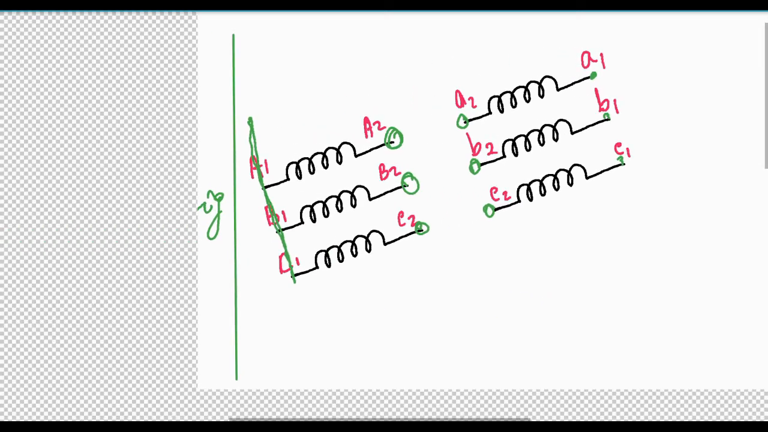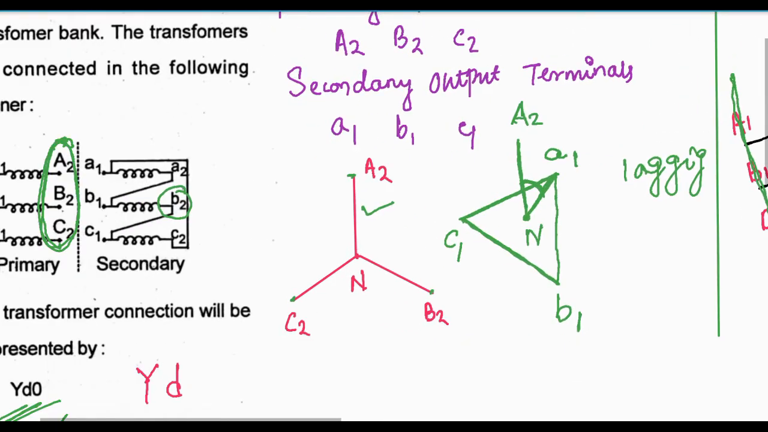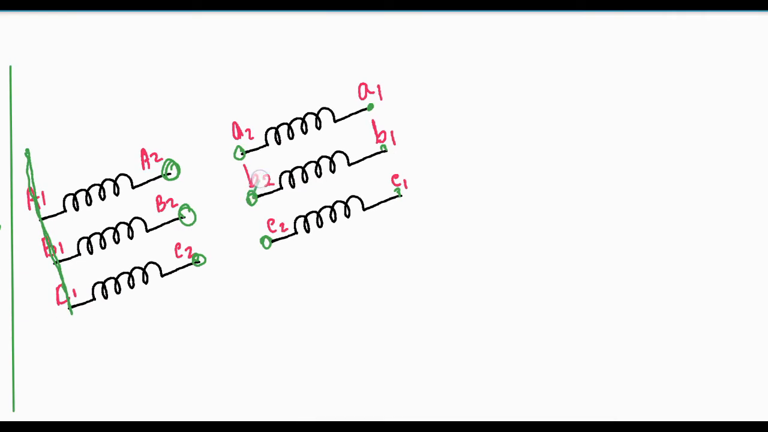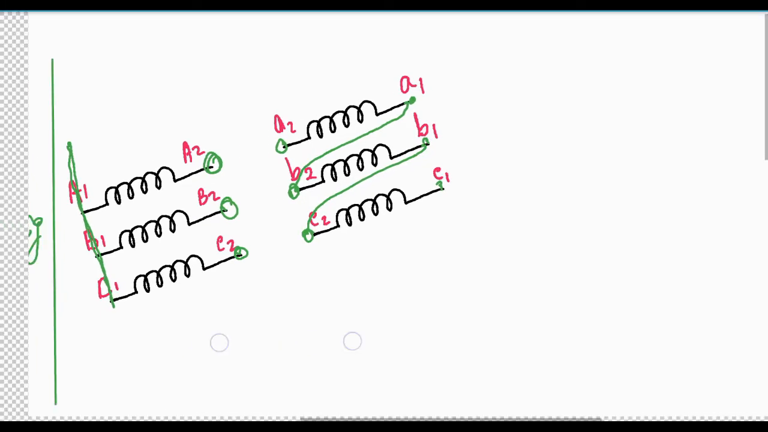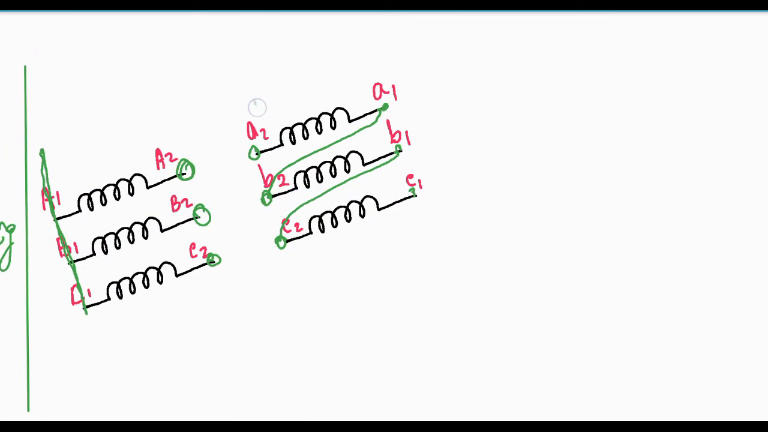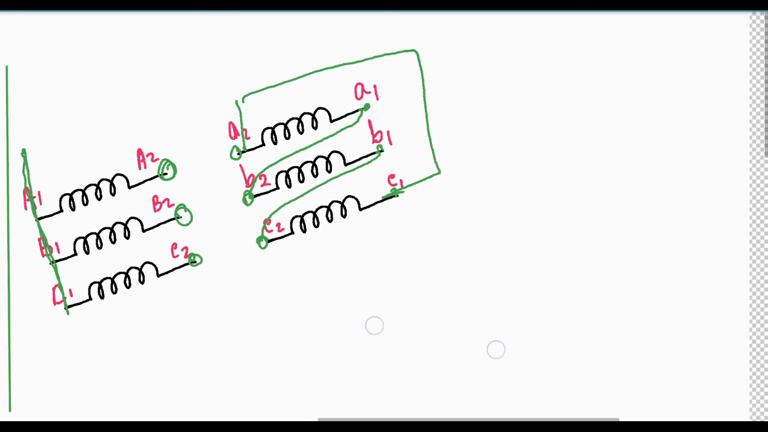Suppose it is given that A2 is connected to B1. I am connecting this one and this one, and another like this. So here A2, B2, C2 are given, and how can we draw?